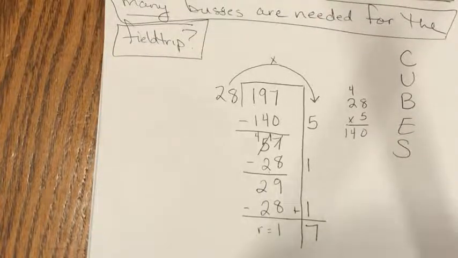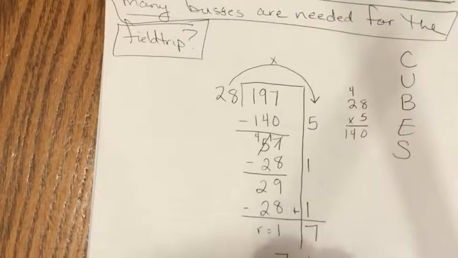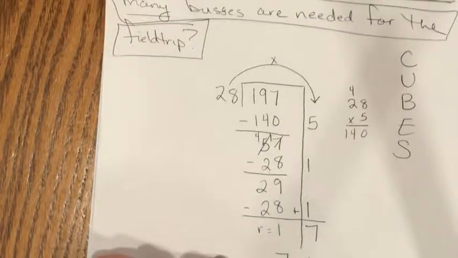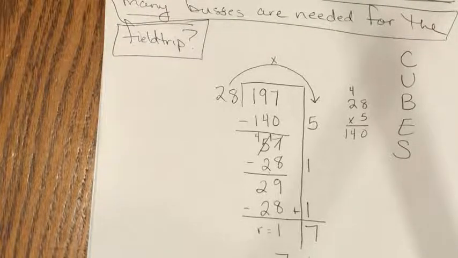Looking back at our original question, how many buses are needed for the field trip? Well, you can't have 7 remainder 1 buses. That doesn't work out very well. So we have 7 full buses, but what do we do with this remainder 1? Can we have one person hanging out all by himself, left over, not going on the field trip? No, we can't, because that would be really sad.